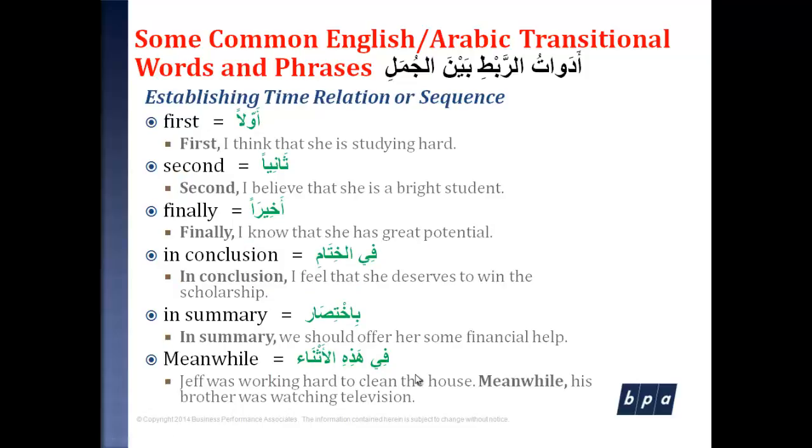Here, these transitional phrases are basically establishing time relation or sequence. As you'd say in English, first, second, and third, or finally. In Arabic, you say something similar. أولا, first. Second, ثانيا. Finally, أخيرا.